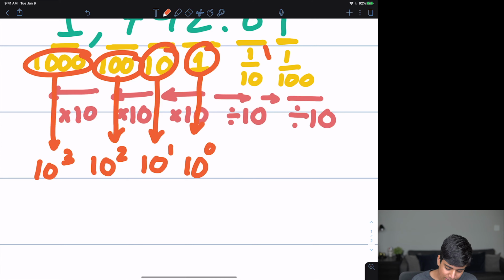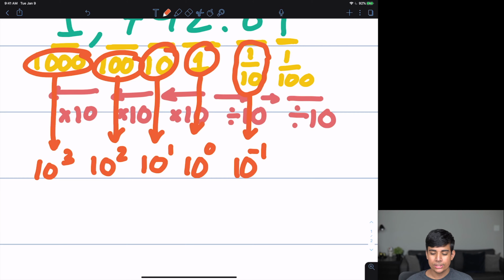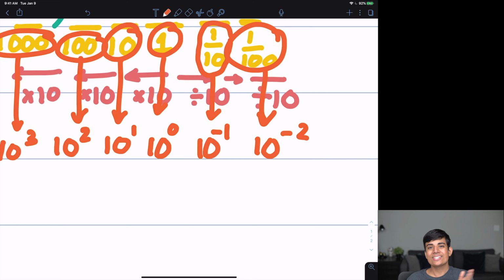Now let's take a look at 1/10. 1/10 is actually equivalent to 10 to the negative 1 power, because remember, when you have a negative exponent, that number becomes the denominator. So you have 10 to the negative first power is equal to 1/10. Now you notice that as I go to the right, and this is 1/100th, I can write this as 10 to the negative second power, because 10 to the negative second power is 1/100th.